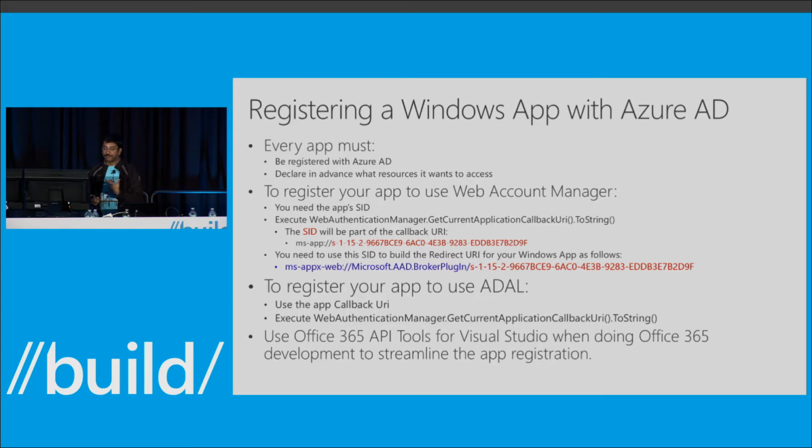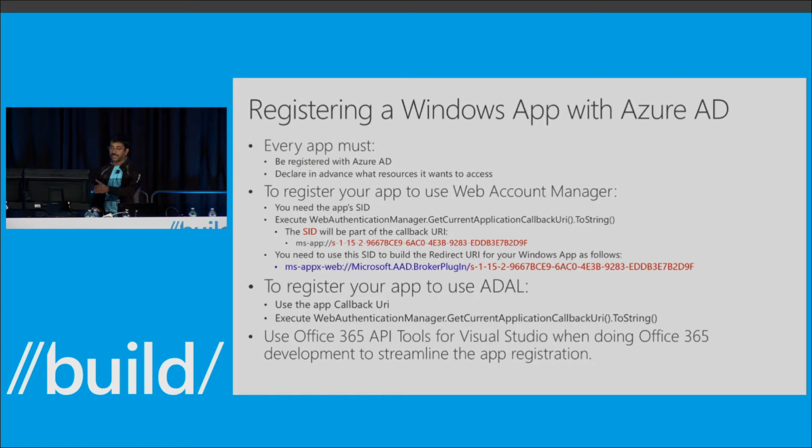Then we need to form a separate redirect URI with the prefix ms-appx-web://Microsoft.AAD.BrokerPlugin/, and then suffix it with the actual SID. So there's no method actually to get this whole string. We are working with the PMs to see how we can enable this much more easily. But today you have to do this manually, so I'll show you how to do that.